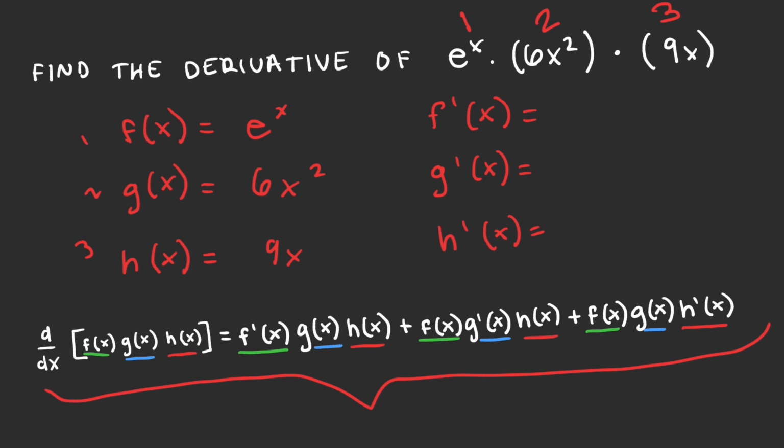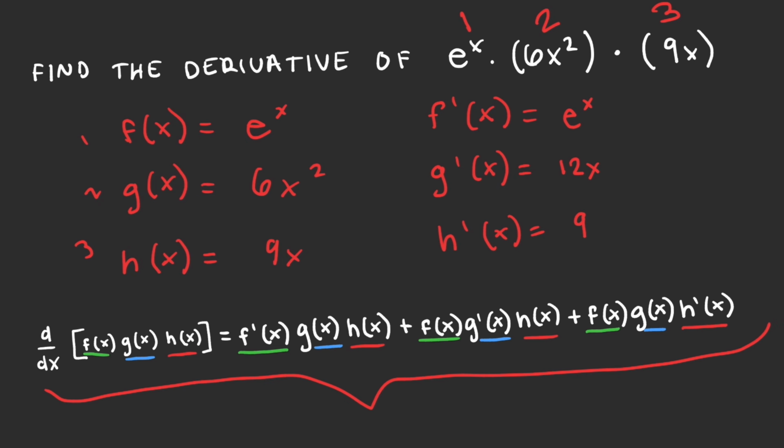The derivative of e to the x is always going to be itself, e to the x. That's something good to learn. It's going to simplify things a lot. Then the derivative of g of x is going to be 12x. Remember, we're just going to times 6 times 2, and then take 1 away from the exponent, which would just leave us with 1, so just 12x. And the derivative of h of x would just be 9. So now, let's just plug it all in.